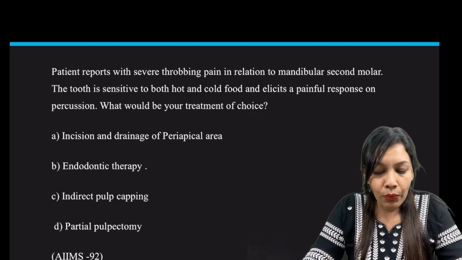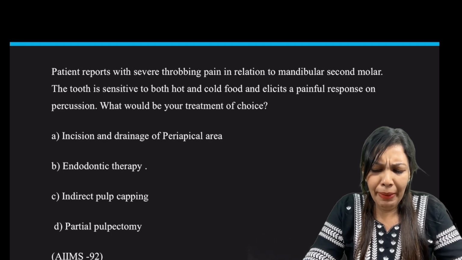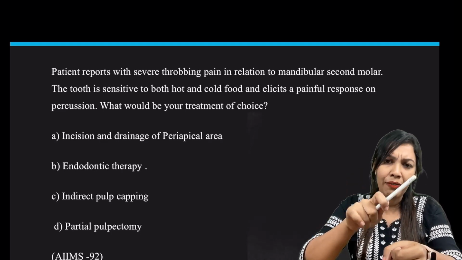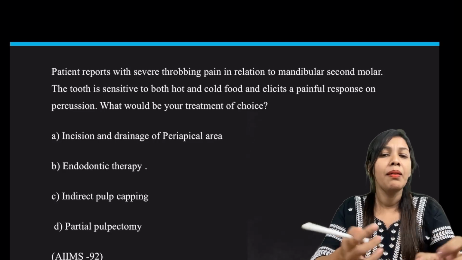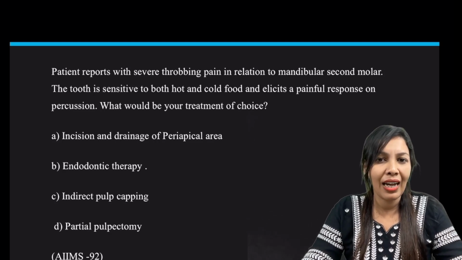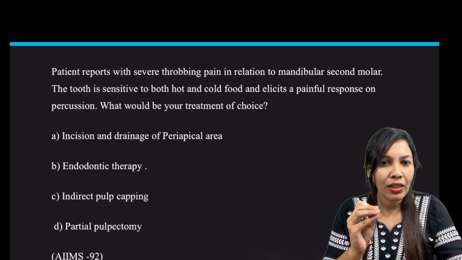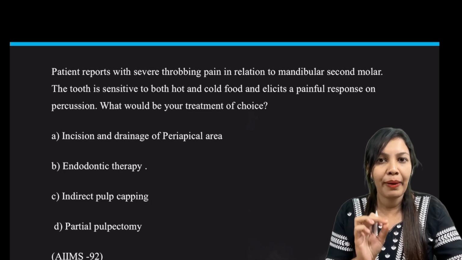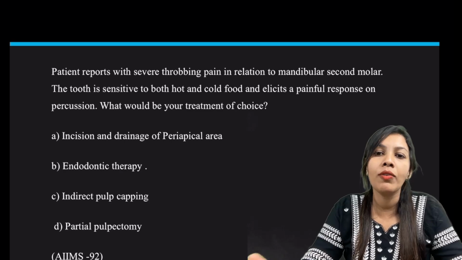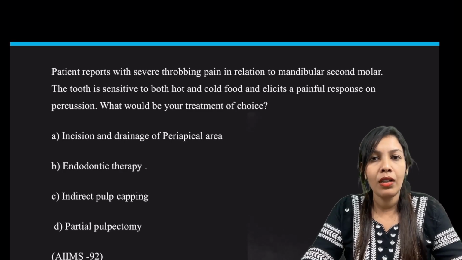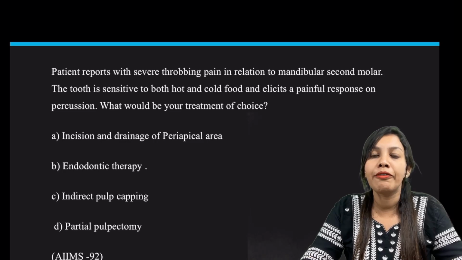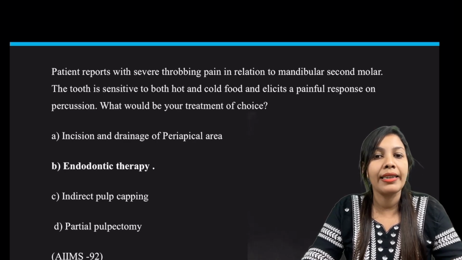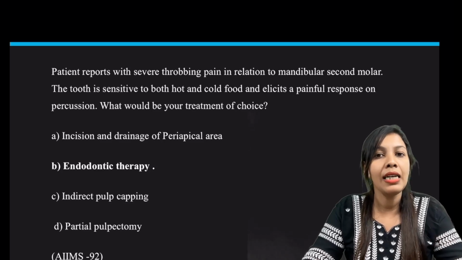And what would be your treatment of choice? Elicits a painful response to percussion. Percussion means when we tap the tooth, there is a slight pain in the periapical area. That means the pulpitis has gone into the periapical area. It is moving into a slight first stage of periodontitis. So what would be your treatment option? We know that once the pulp is infected, it is not going to come back to its normal state. We have to do root canal treatment, or endodontic therapy. So that is the treatment part.